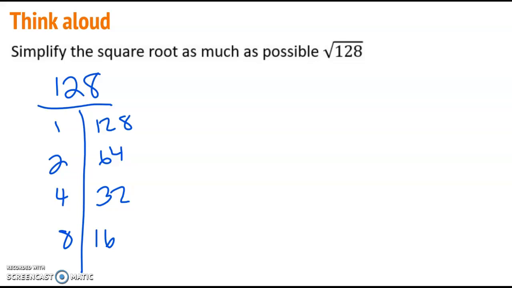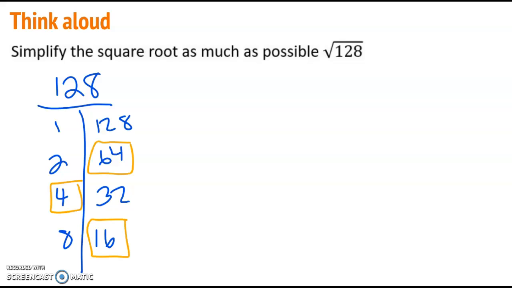And perfect squares, remember, are like 1 because 1 times 1 gives me 1. 4 because 2 times 2 gives me 4. 9 because 3 times 3 gives me 9. 16 because 4 times 4 gives me 16. So my perfect squares are 1, 4, 9, 16, 25, 36. I'm trying to find those numbers here in this table, and I'm going to be boxing them.